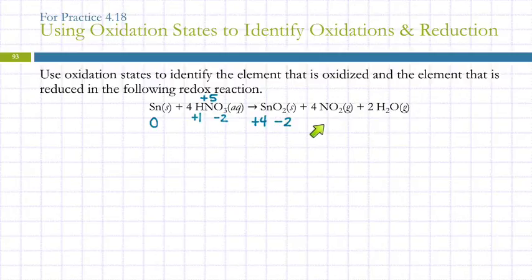Okay, how about NO2? Who gets preference, nitrogen or oxygen? Oxygen. So it gets what it wants. It gets to be -2. And what does the nitrogen have to be this time? +4.